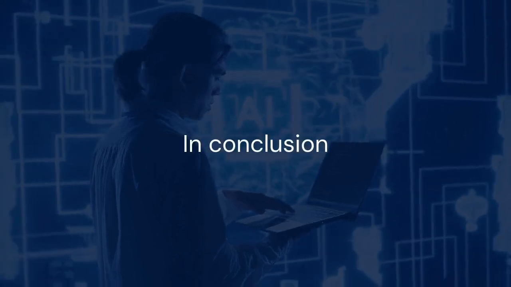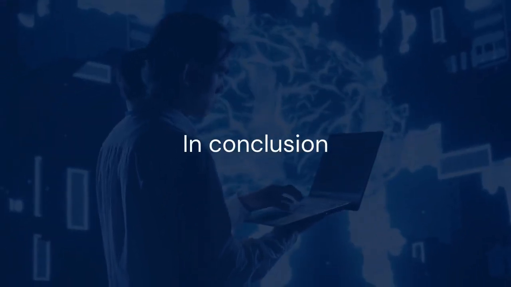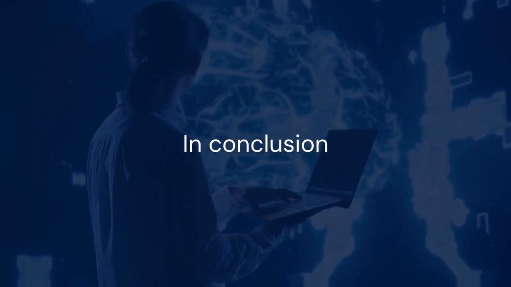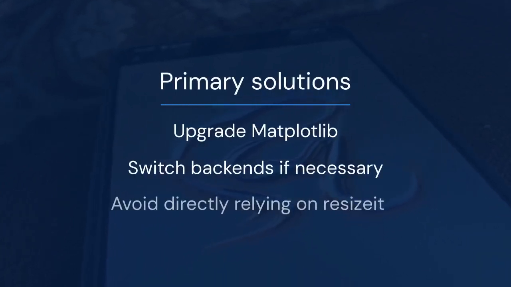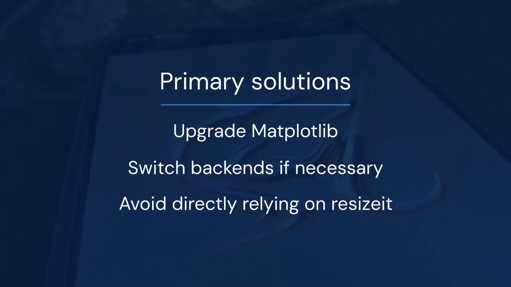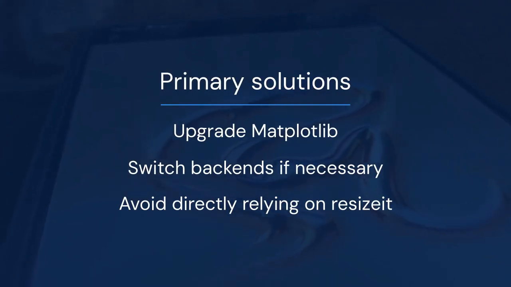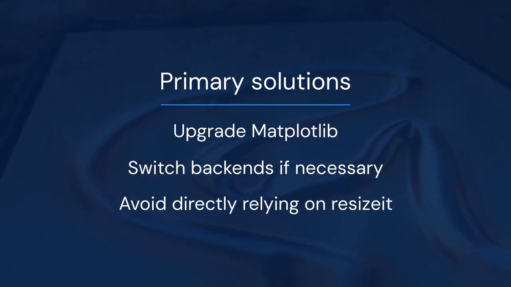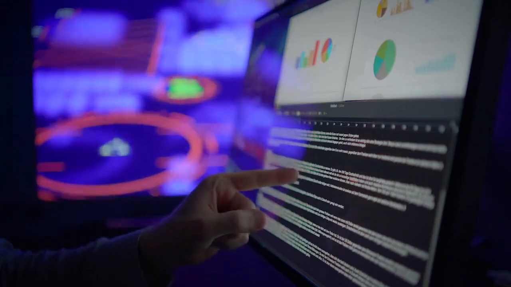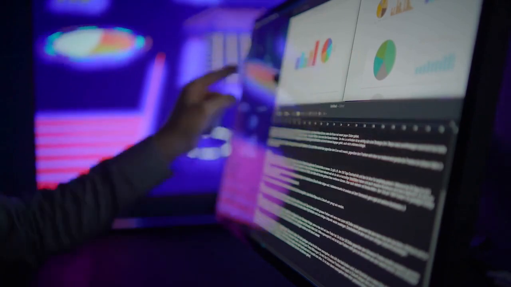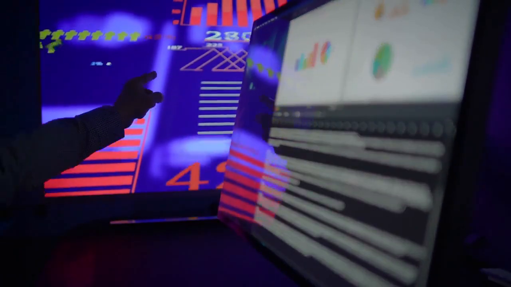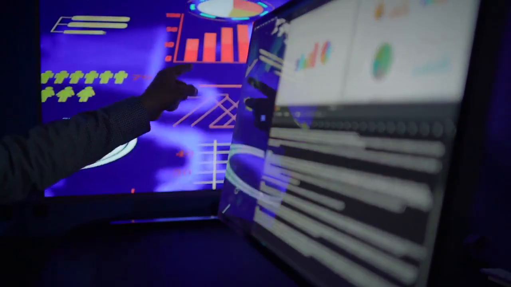In conclusion, the AttributeError, 'FuncAnimation' object has no attribute 'resizeid', usually stems from outdated Matplotlib versions or incompatible backends. The primary solution is to upgrade Matplotlib, switch backends if necessary, and, most importantly, avoid directly relying on resizeid. Handle resize events directly using figure.canvas.mpl_connect('resize_event', ...), and recalculate your plot elements within the connected function.